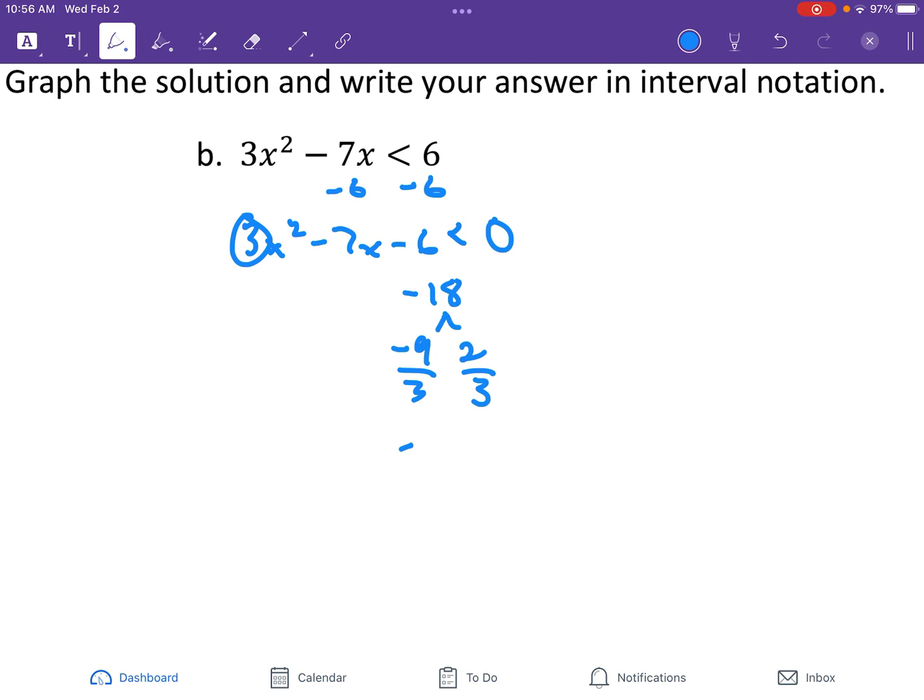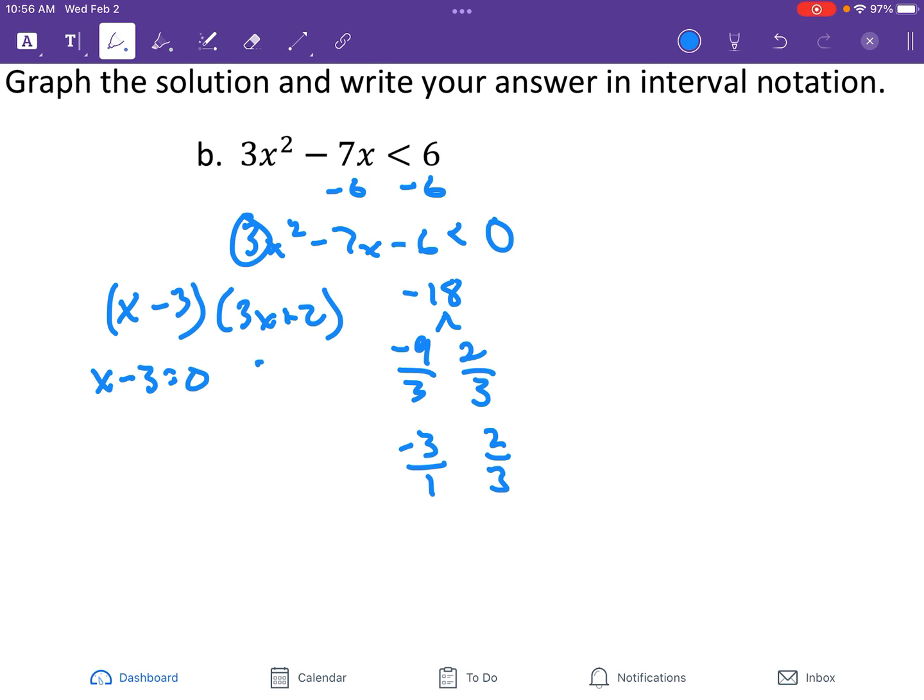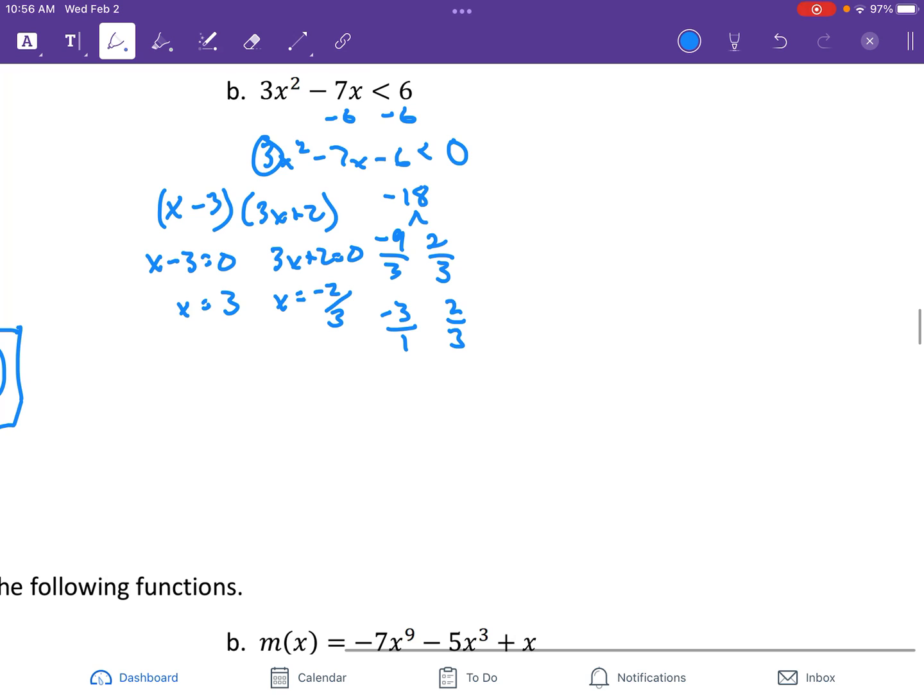So negative 9 over 3 is negative 3 over 1. And 2 over 3 can't be reduced, so it's just 2 over 3. Now I have my factors: x minus 3 and 3x plus 2. I set both those factors equal to 0 and solve for x. So x will equal positive 3 and x will equal negative 2/3. Then I do my graph. So I'm at negative 2/3, which is here, and positive 3, which is over here.